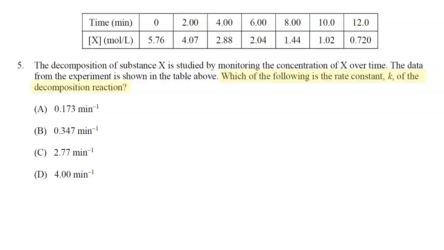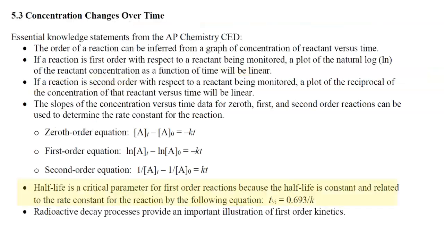So this question falls under topic 5.3. And so on this slide, I have highlighted one of the essential knowledge statements from topic 5.3. It says, half-life is a critical parameter for first-order reactions because the half-life is constant and related to the rate constant for the reaction by the following equation. Half-life equals 0.693 divided by the rate constant K.